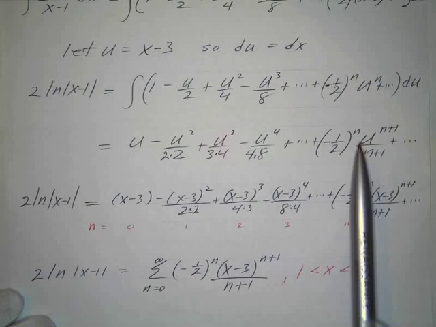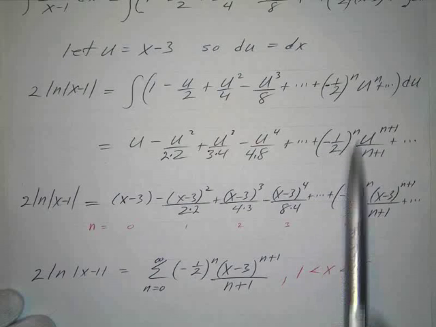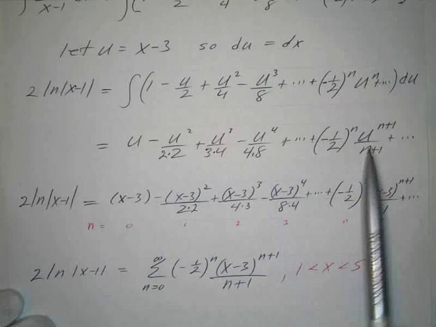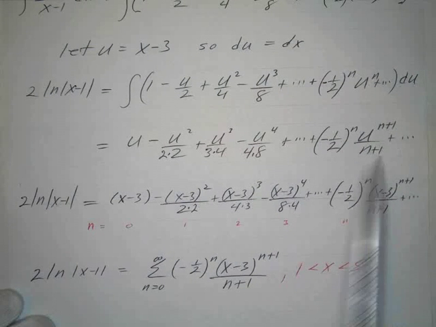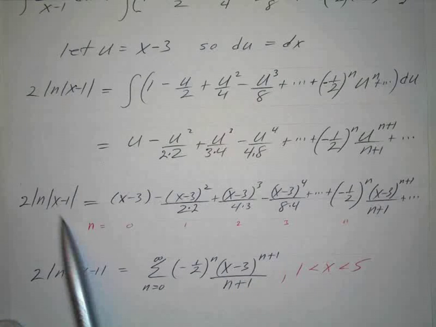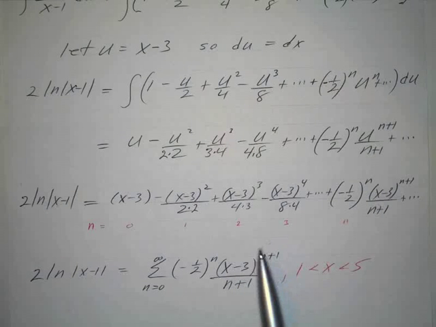Okay? And then we can do our general term. So this is going to stay the same. And then I'm going to add 1 to the u and divide by that. Okay? And we end up with this. And then I can just rewrite it as 2 times the natural log of the absolute value of x minus 1.